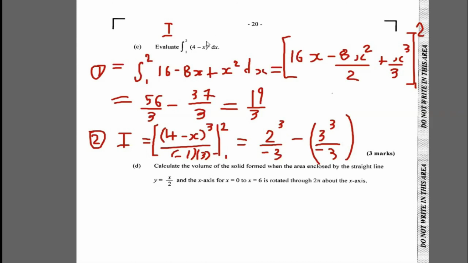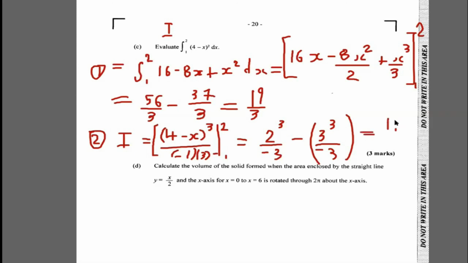Let's go again. Add 1 to the power, divide by the power, divide by the differential. We put in 2, 4 minus 2 is 2. 2 cubed is 8. So that becomes 8 divided by minus 3. Minus 3 cubed over minus 3. 3 cubed is 27, so 27 over minus 3. And you get the same answer, 19 over 3.